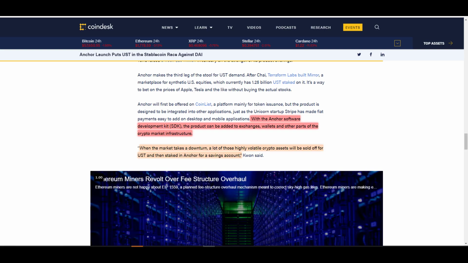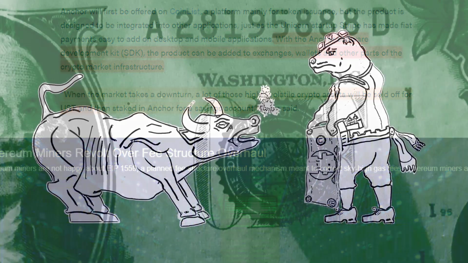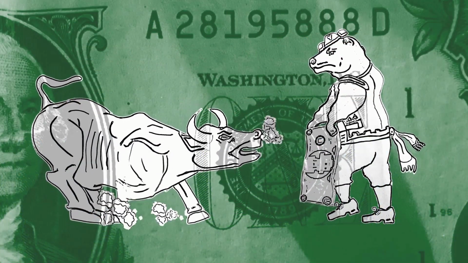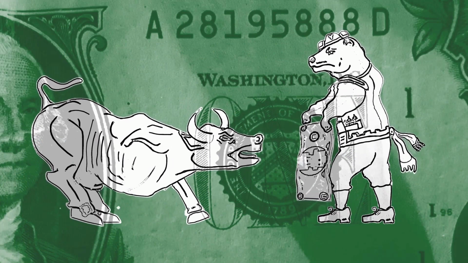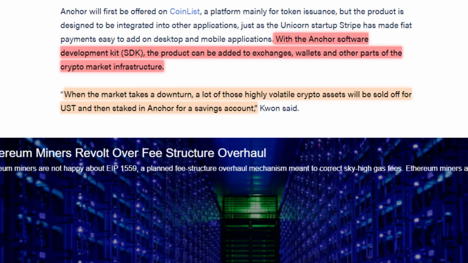Who knows, through their tokenomic design, they might be able to bear-proof the Luna and Anchor token, because this time around when the market takes a downturn, a lot of those volatile assets are going to be sold off into fiat pegged stablecoins. Because of the very high rate that they're offering on UST, many traders might be encouraged to cash into UST and stake it in Anchor for a savings account.